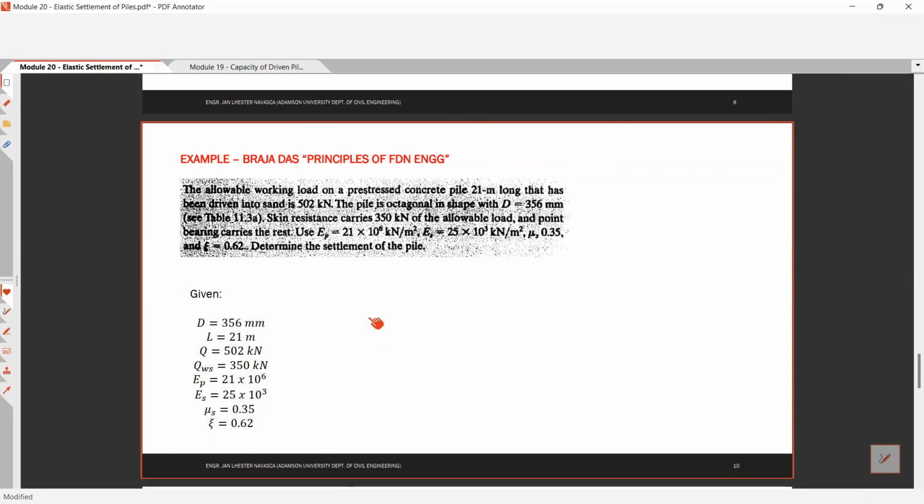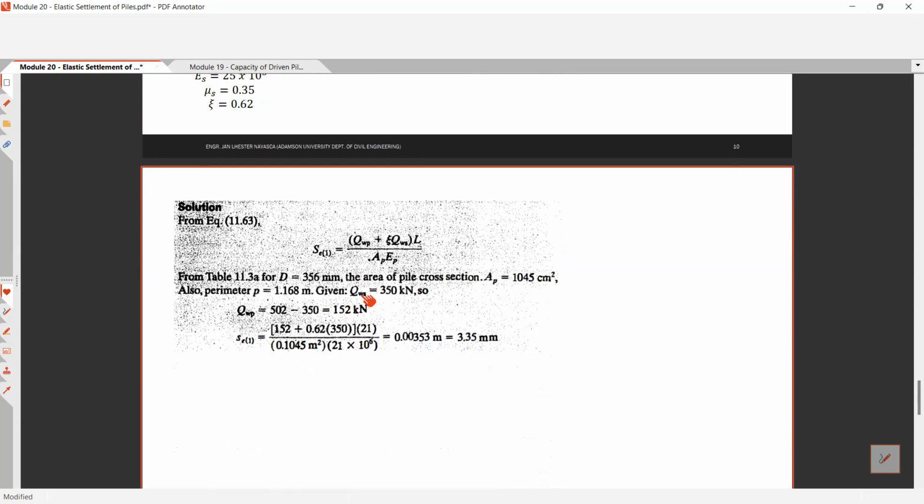So we have a diameter of the pile which is 356, the length of the pile, that is 21, the total allowable working load is 502, your QWS is 350 kilonewton, your E sub P is 21 times 10 raised to 6, E sub S is 25 times 10 raised to 3, Poisson's ratio 0.35, epsilon 0.62.